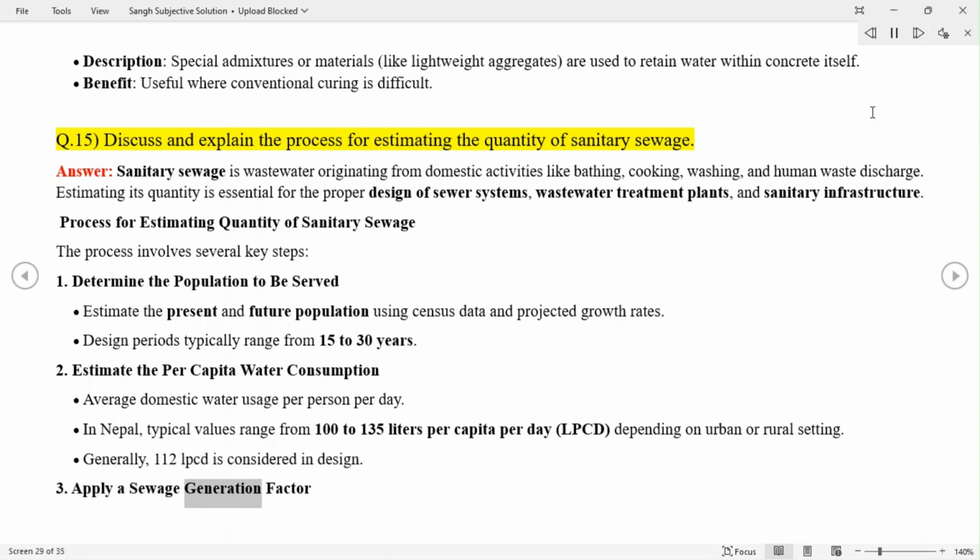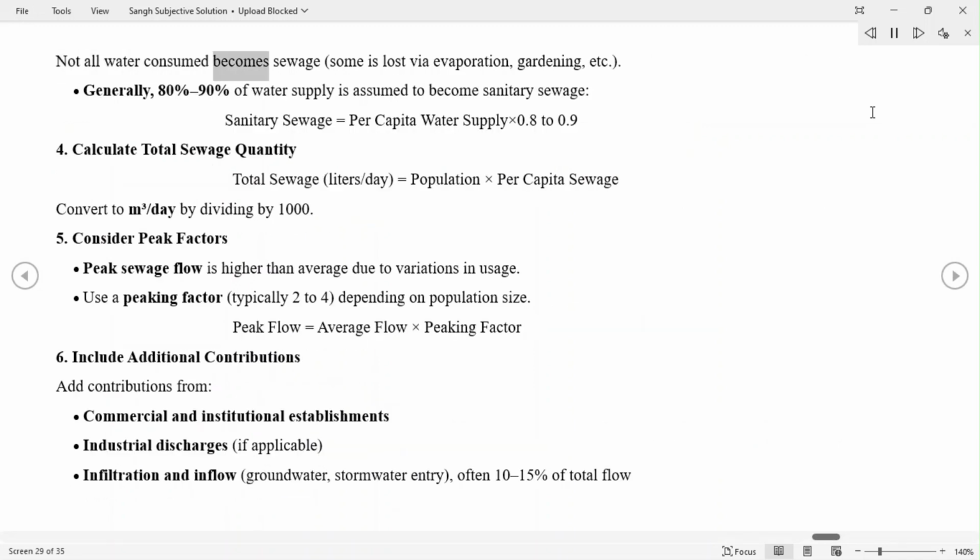3. Apply a sewage generation factor. Not all water consumed becomes sewage, some is lost via evaporation, gardening, etc. Generally, 80 to 90% of water supply is assumed to become sanitary sewage. Sanitary sewage equals per capita water supply times 0.8 to 0.9.